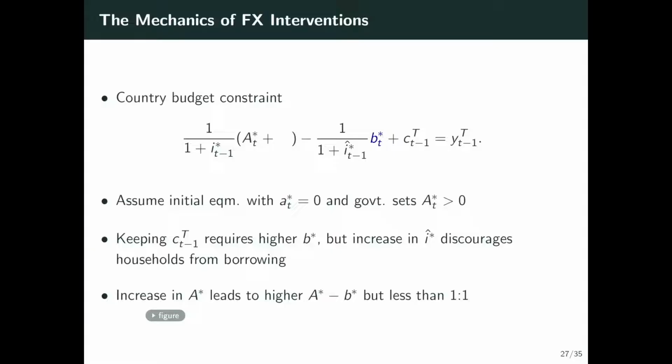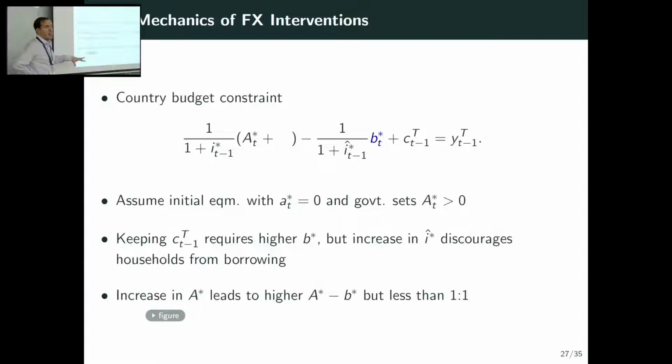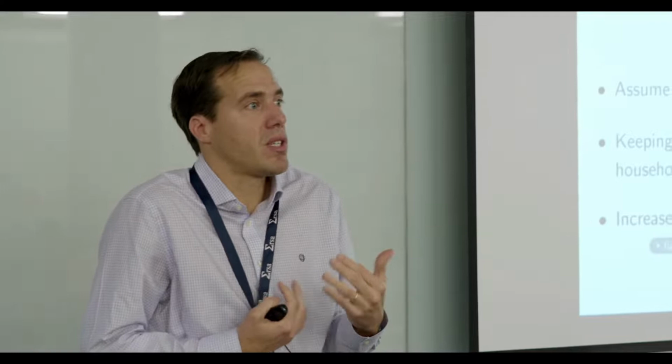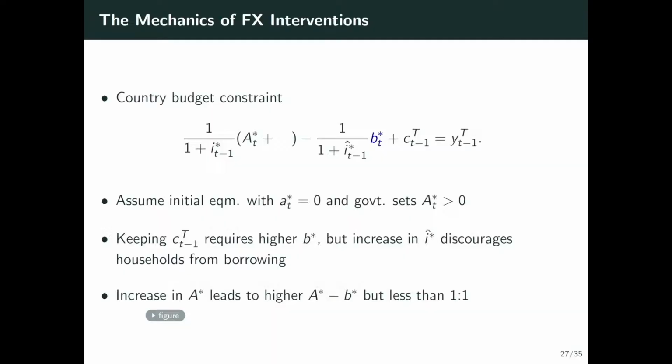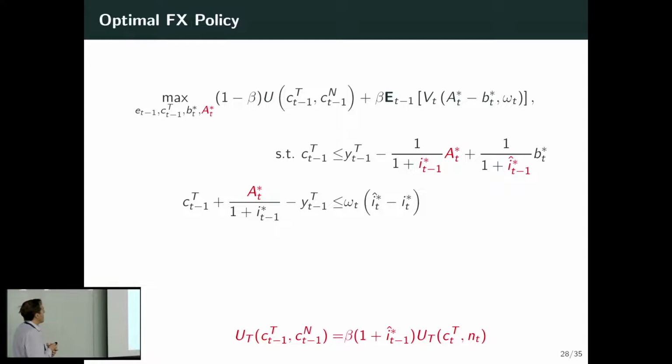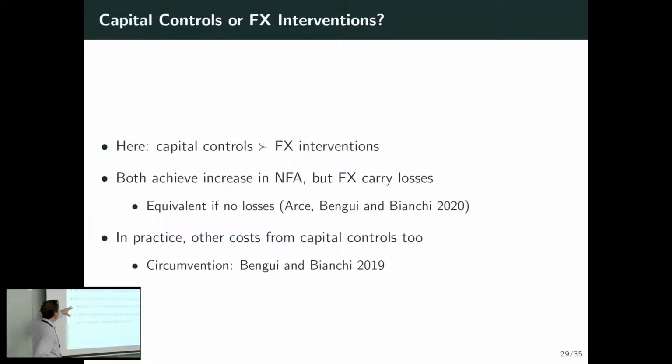So in other words, when the central bank raises foreign currency reserves, households are going to borrow more, but not by the same amount. Overall, when the central bank buys foreign currency reserves, there's still an increase in the net foreign asset position. And this is the problem: it's not going to deliver the same allocations as the tax on foreign borrowing, because when you do this FX intervention, you have these extra losses.